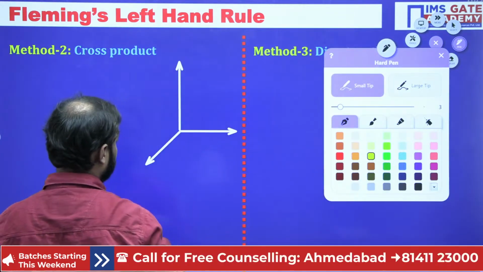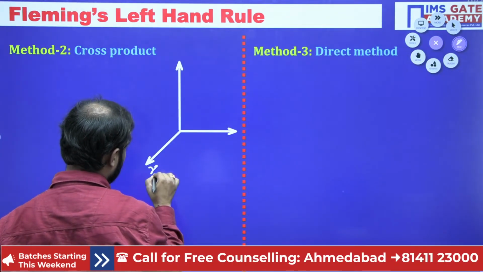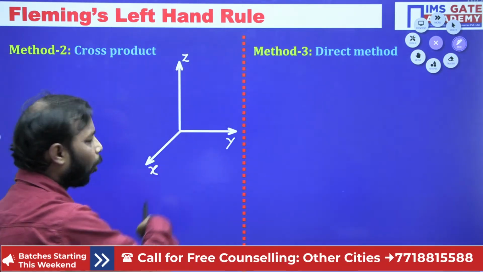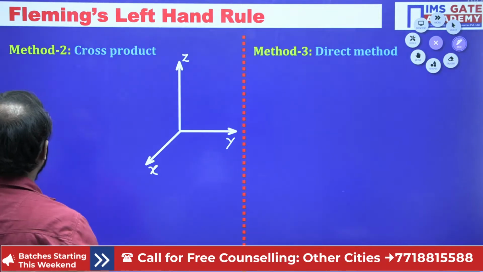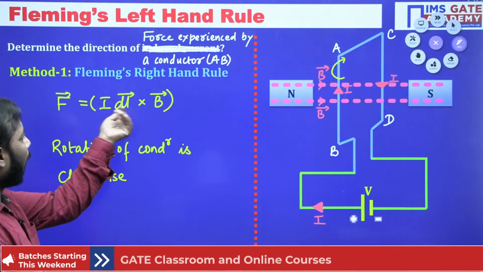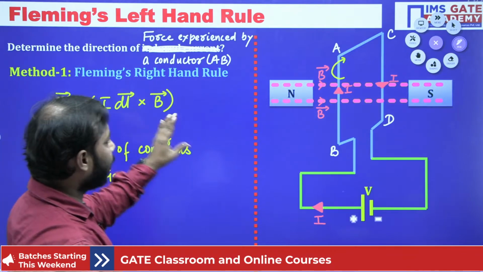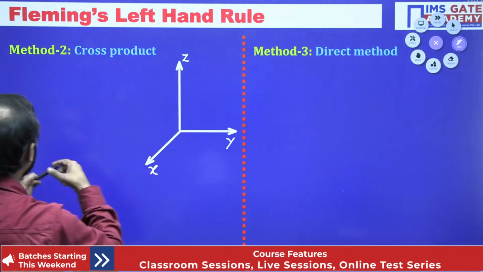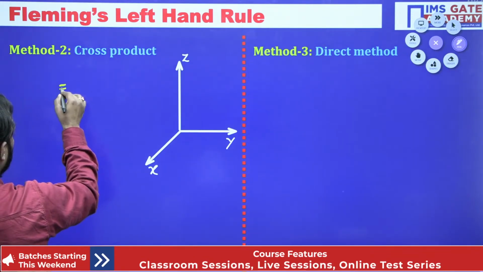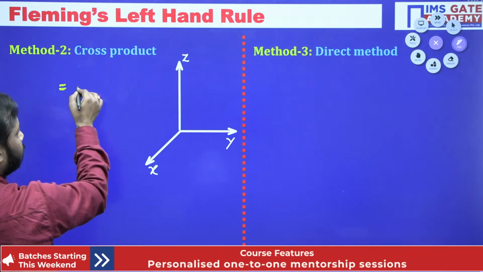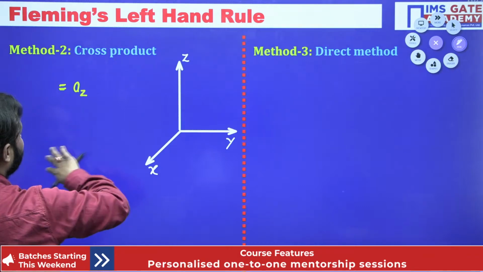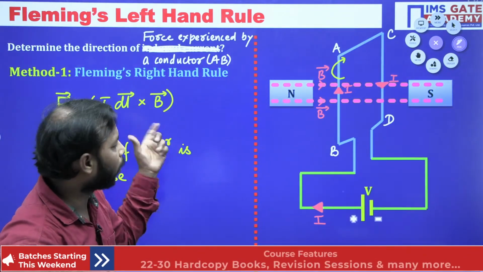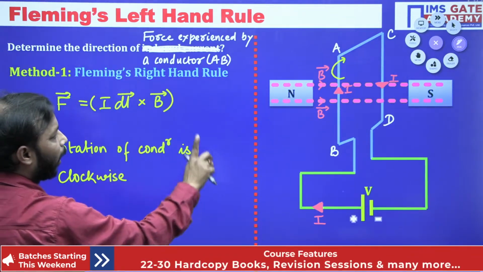Okay, so this is the x axis, this is the y axis, and this is the z axis, and all are mutually perpendicular. Now, according to this formula, IDL cross B. IDL is basically in the upward direction, and this is given by the z axis, isn't it? So this is in the AZ direction. Please do not interchange, otherwise you will have the wrong answer. IDL is in the upward direction.